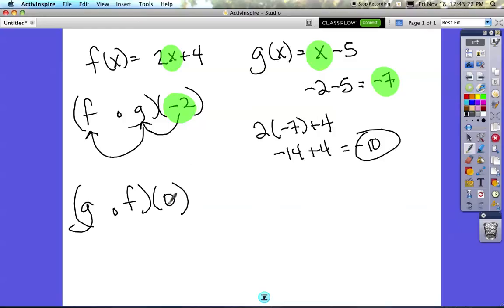Okay, 0 is my x in the what equation first? F. 2 times 0 plus 4. Now that's going to go into my g. 4 minus 5, negative 1. Is it a little bit better? Wait, where did you get your g from? G's up here. Oh. Okay. I'm just substituting my x's.